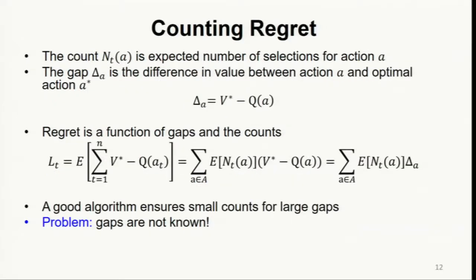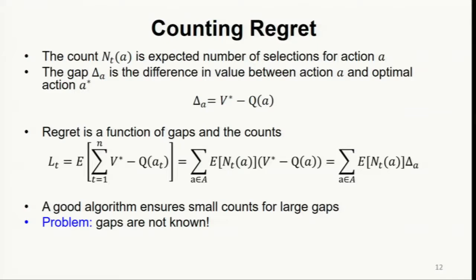So, counting regret. The count N_t(a) is the expected number of selections for action a. This is the action you have chosen, and you choose it n times, that is the count. The gap is the difference between the value of the optimal action and Q(a). So if you have the optimal action, you have V star, and then Q(a). This is the gap, which is actually the regret. So regret is a function of the gaps and the counts.